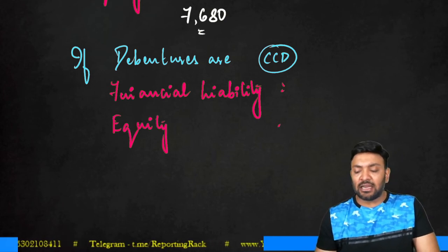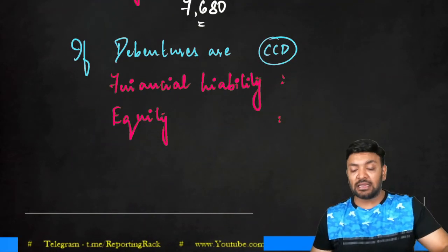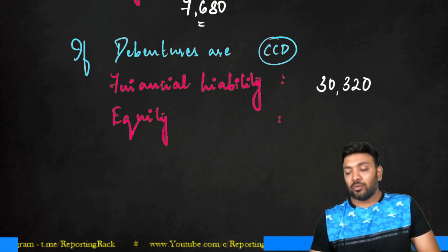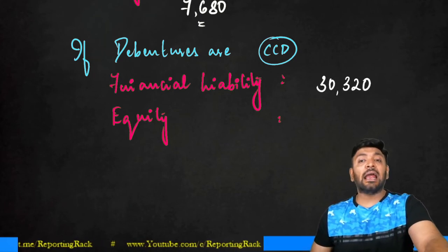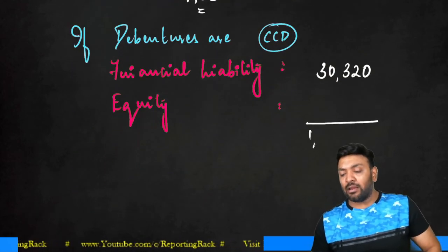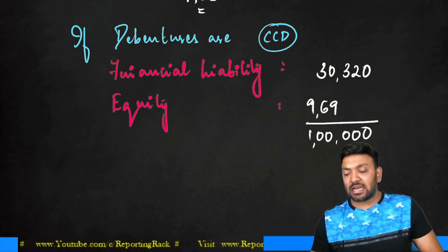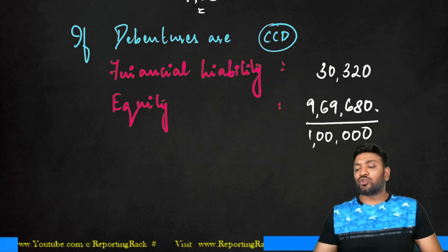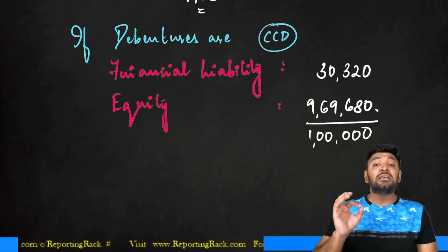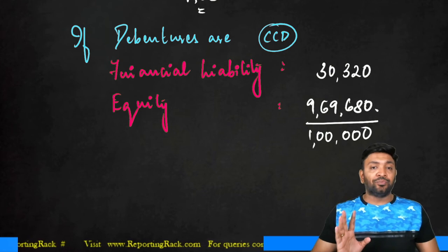What is your financial liability then? The last cash flow does not arise. Therefore, it should only be 30,320. Therefore, the entire balance of the total should be considered as equity. 1 lakh is the total value of the instrument. So 69,680 should be considered as my equity component if the same debentures are considered as compulsory convertible instead of being considered as optionally converted. Clear?